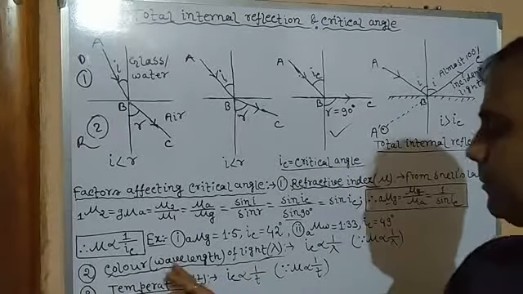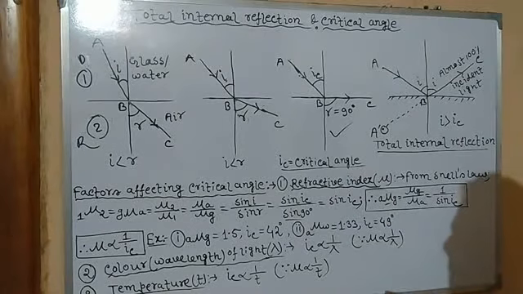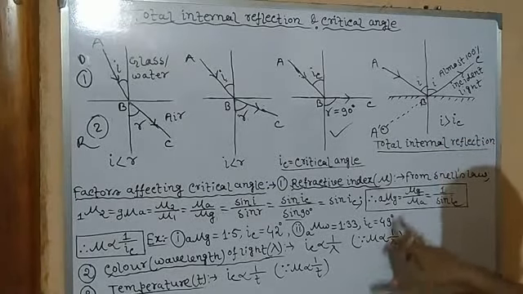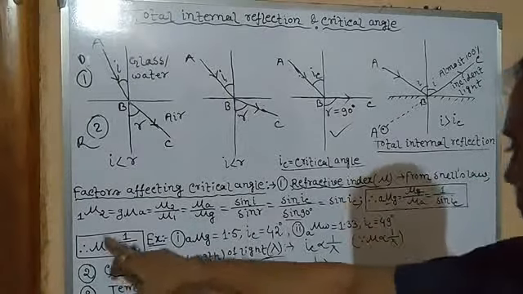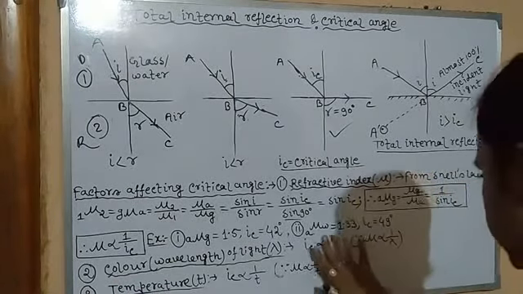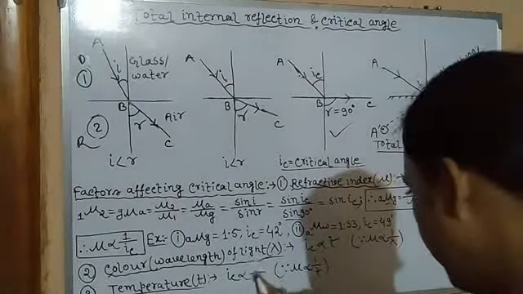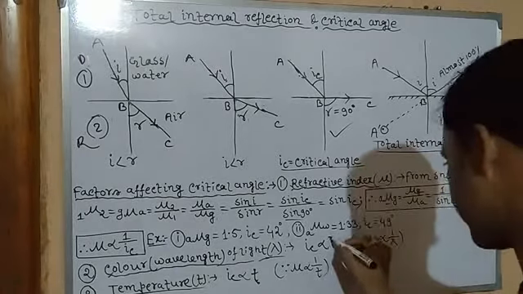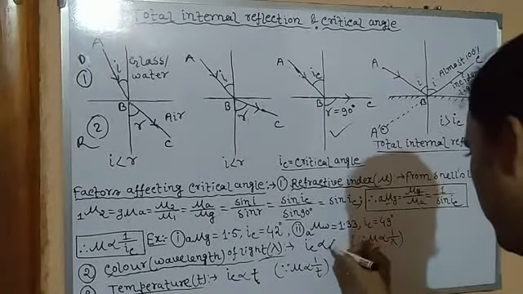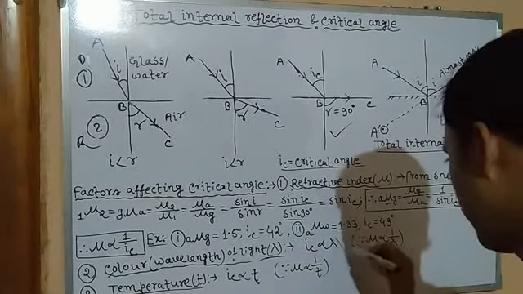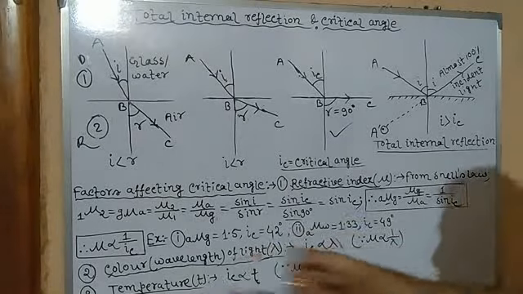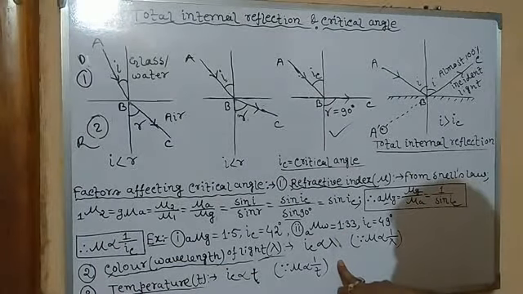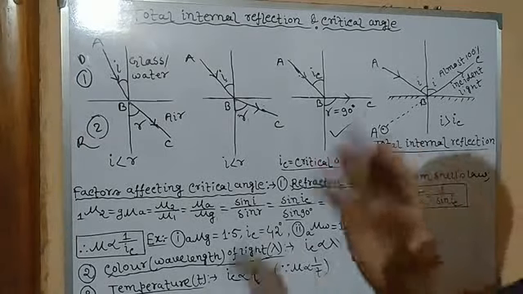Moving on to two, that is color of light, meaning wavelength. In the previous video on the factors on which refractive index depends, we already saw that mu is inversely proportional to wavelength lambda. And since mu is also inversely proportional to critical angle, in this case critical angle is directly proportional to wavelength and temperature. Clear? Why? Refractive index is inversely proportional to lambda, that is wavelength, and critical angle is also inversely proportional to mu. So inverse of inverse means direct. It means critical angle increases with the increase in wavelength.